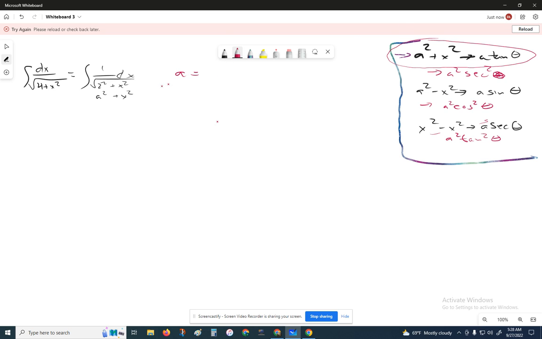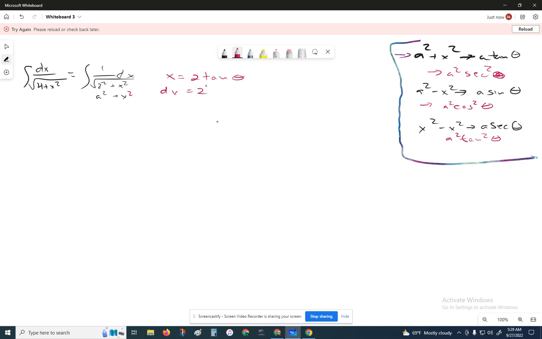So a is equal to, sorry, not a, I'm going backwards here. Oops, that's a squared. I'll just leave it. x is equal to a, which is 2, times the tangent of theta. That means dx is equal to 2. My brain just went dead.